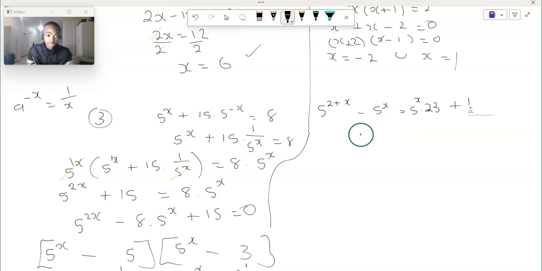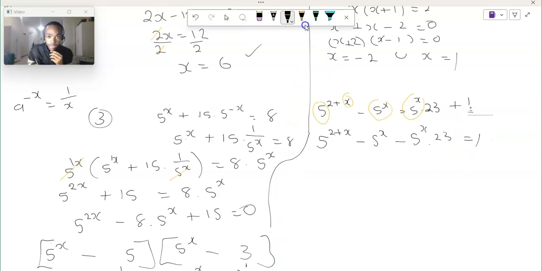Okay, so now looking at the final one here, this again kind of looks complicated, but it is not that complicated. Remember that last time we said whenever you have these, you can see here you have 5x, here you also got 5x, here you also got 5x. So what we can do is isolate these terms on one side: 5 to the 2 plus x minus 5x, take this on this side, 5x times 23, which is equal to 1.